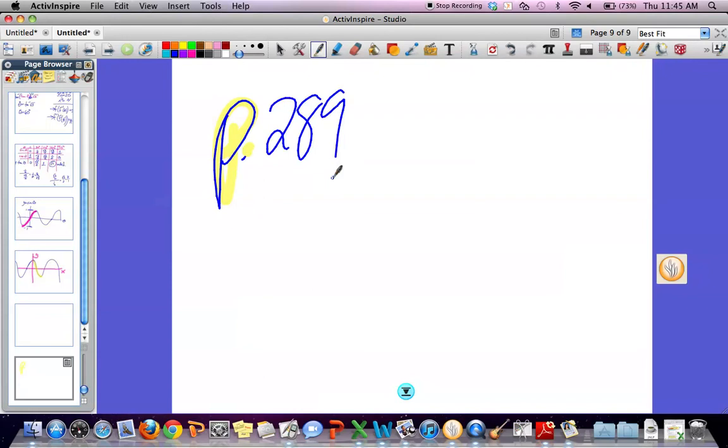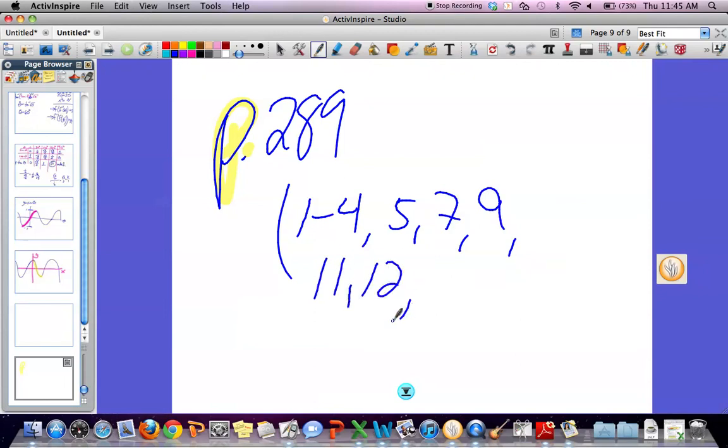Page 289, this is the last section. 1 through 4. And I'm going to jump around a little bit here. 5, 7, 9. Probably a better way to write this than what I'm doing, but 11, 12, 13. And I think I had 15, 16, 19, 21, and I'm going to cross those out and not have you do those. 25 and 26. But because I crossed those 4 out, if you look online, I've got 4 extra ones that you do not have to do. So you don't have to do 15, 16, 19, and 21.